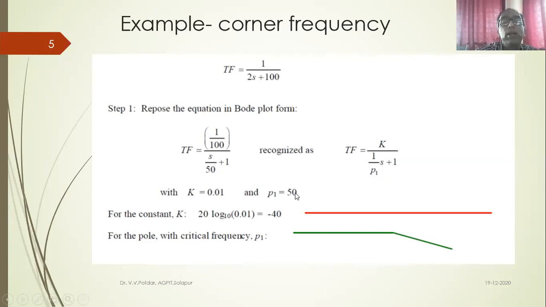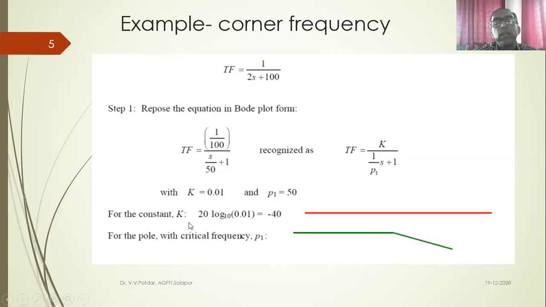So how should I plot? How many factors do I have? I have only 2 factors. The first factor is the steady state gain, the constant K factor, and the second is the simple pole. K is equal to 0.01 corresponding to the numerator, and p1, the first corner frequency for the simple pole, is 50. Just comparing this equation with this, I got 50. Or in other words, if I call this 1 plus tau s, tau is equal to 1 by 50, and my corner frequency is 1 upon tau. That is 50 only. So this is the first corner frequency.